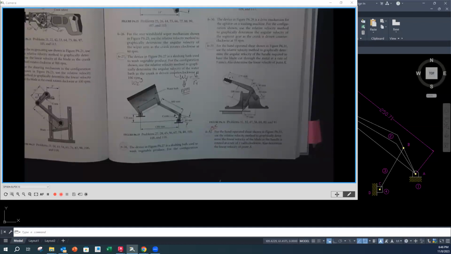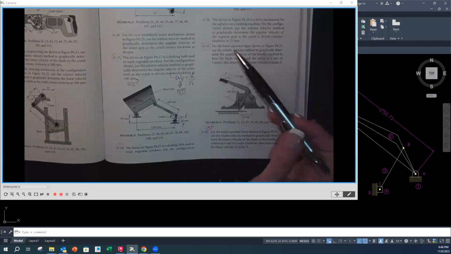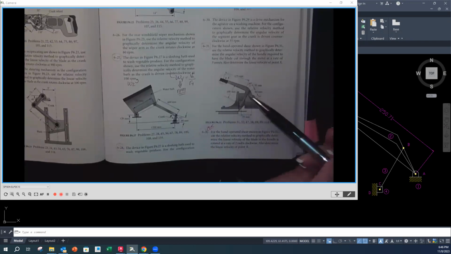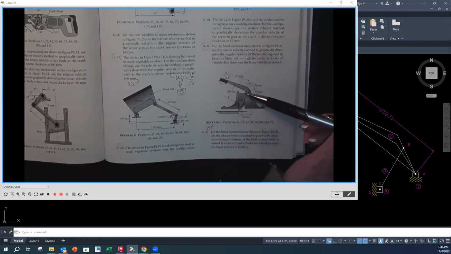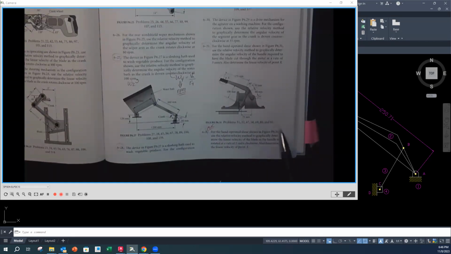Okay, so I want to take one last look at the homework problems that we have this evening and see where we're at. So the very last one that we just did was 631, and it was looking at this hand operated shear. Now 632 also uses this very same setup, except this time you are going to be determining what the linear speed of the blade is when the handle is rotating clockwise at 2 radians per second.